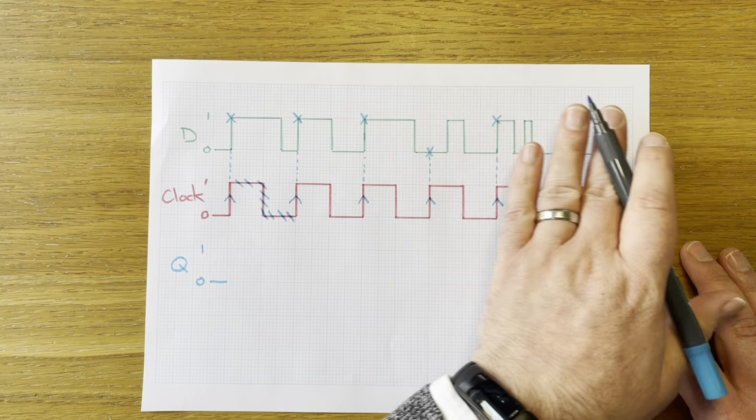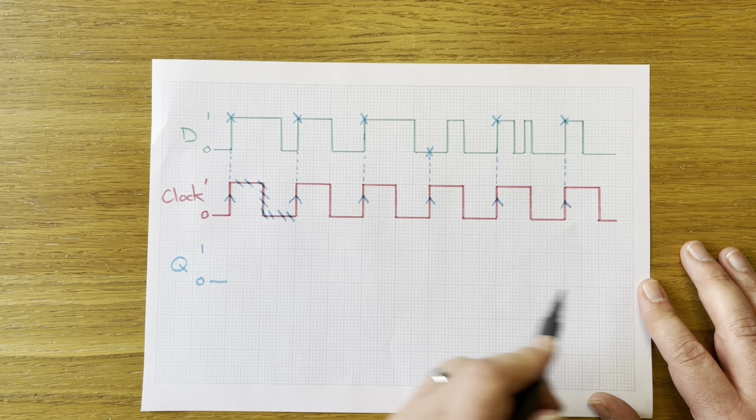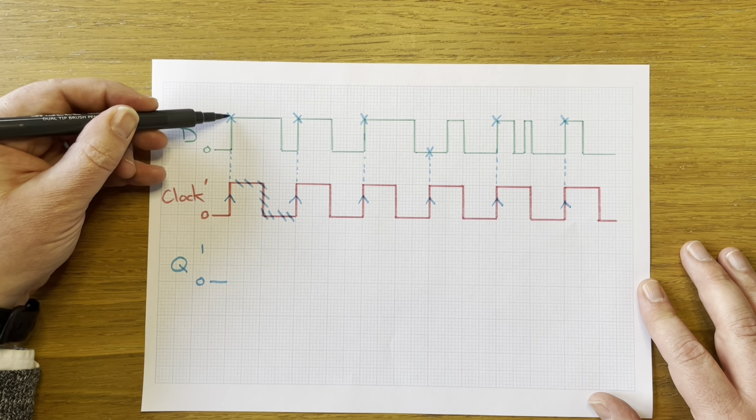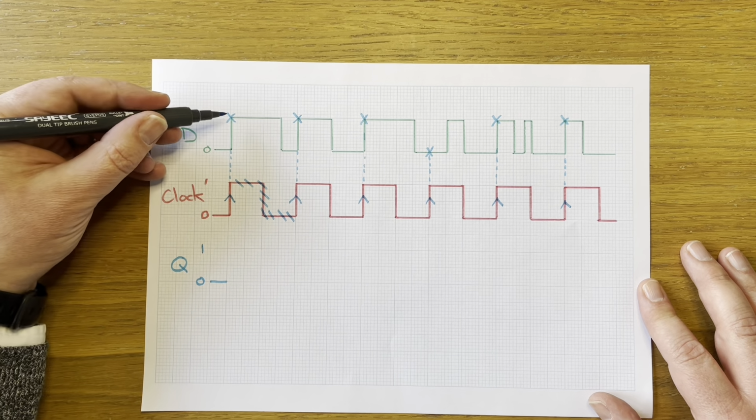What we need to do is show what that would look like in our Q line. So in other words, all we're going to do is look at the Q and see where that mark is that I've made effectively.